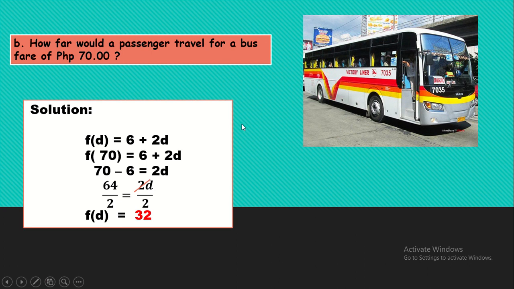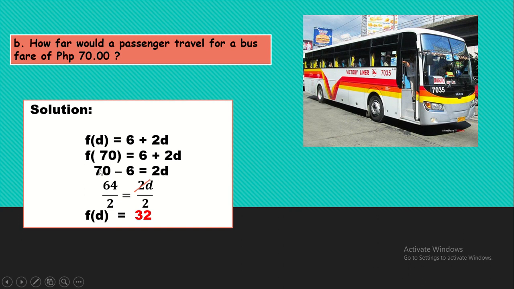So, here is the solution. We will use again the function f(d) = 6 + 2d. We will substitute the value, which is 70, equal to 6 plus 2d. And this one is d because we're looking for how far. We are looking for the distance. To solve that, we have to transpose the 6 to the other side. From positive, it becomes negative. So, 70 minus 6 is equal to 2d.